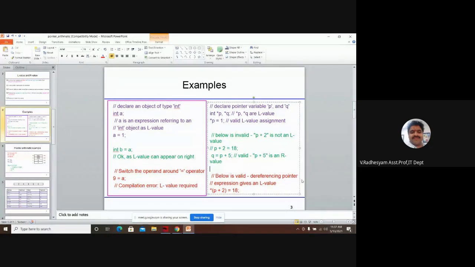Similarly, in the pointers case also, if you consider star p and star q, those are L values. That means you may write star p is equal to 1. But if you consider p plus 2 is equal to 18, since p plus 2 is not an L value, this is not valid.